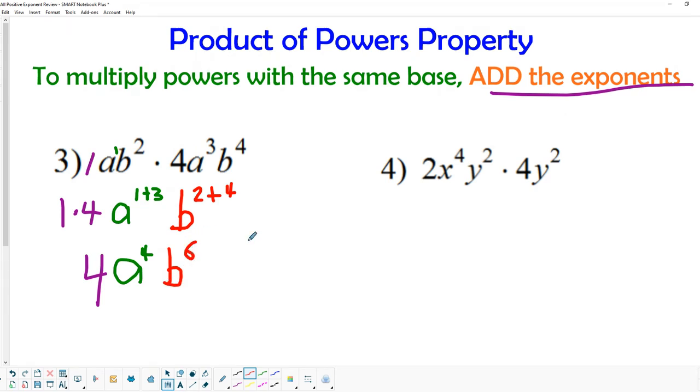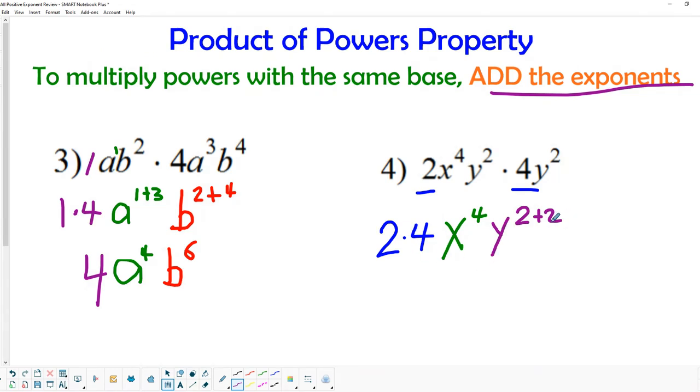So there you go. All right, on our next one, we've got a 2 and a 4 coefficient out here. So we're going to go 2 times 4. Now how about the x's? We've got x to the 4. And as we look over, there's no other x's, so we just have an x to the 4th power. That's pretty nice, isn't it? Then for our y values, we have an exponent of 2 and an exponent of 2. So that would be 2 plus 2.